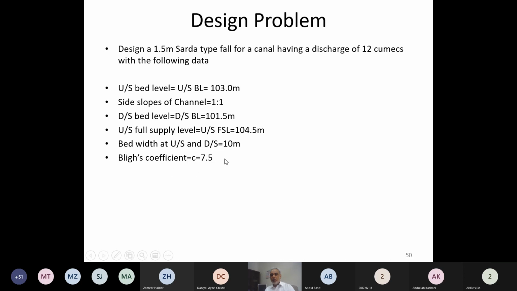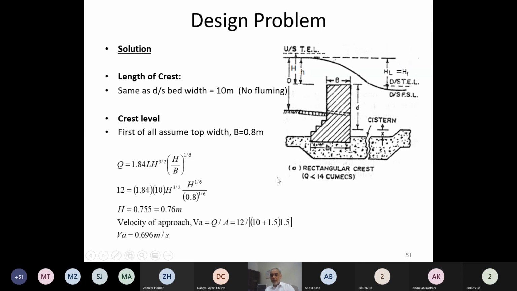Bligh's coefficient for carrying out the concrete floor calculation, C, is given. Sometimes we will give you only the material type. We will say fine sand is there, and a table will be provided, so either C will be given directly or material type will be given to you. So C you will be selecting from the table then. Same concept which I have just given to you. Initially they have assumed a value of B. So length of the crest is the bed width of the canal, 10 meter. B is assumed 0.3 meter because it is 12 cumecs, so a rectangular shape is selected.